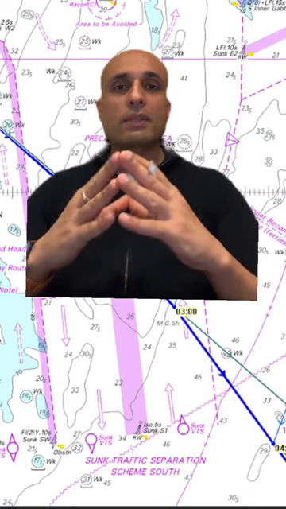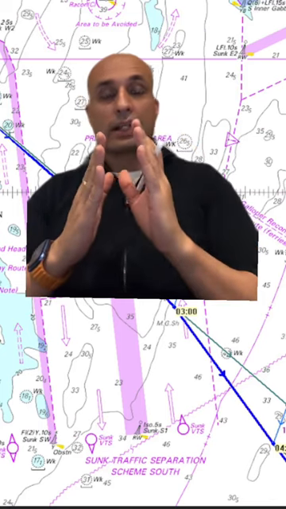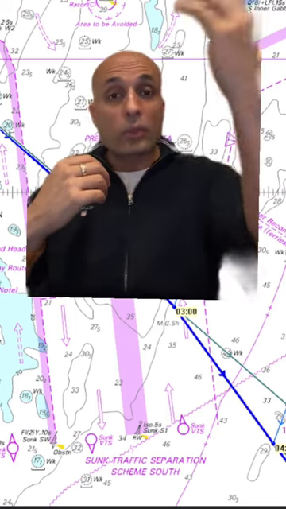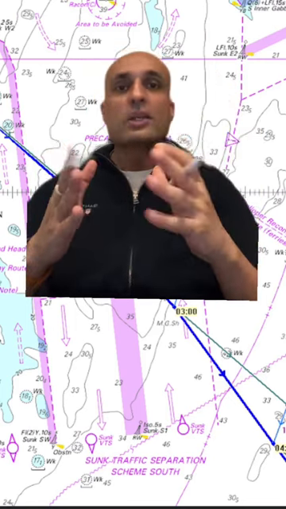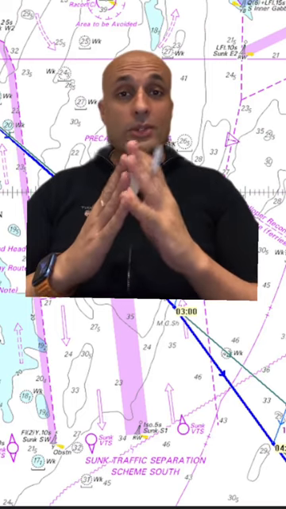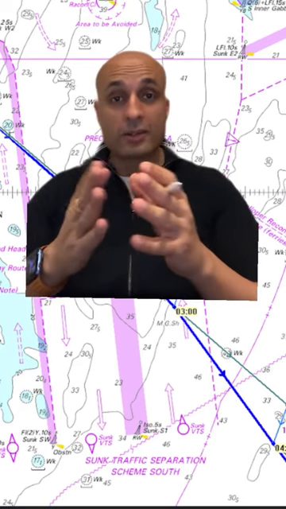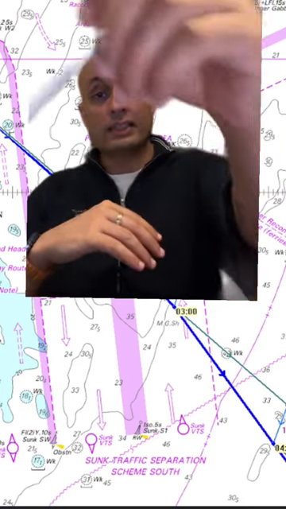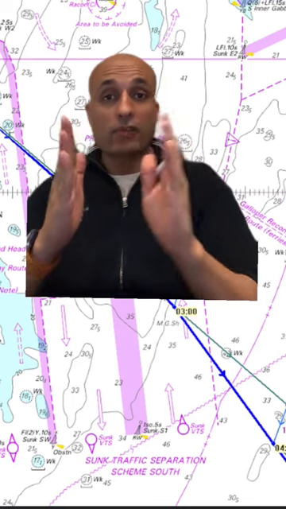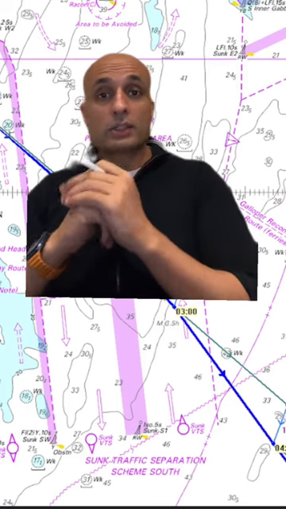What is a traffic separation scheme? If you see visually on the chart, you can see these bold magenta lines and then a thin magenta line on the corner. But out at sea, if you look outside the window, you won't see these lines. You might see a buoy or two just to mark the beginning or the end of a separation scheme, but visually you won't see any magenta line. You only see this separation on your chart. You can see these arrows, one arrow pointing in one direction, the other pointing the opposite way. So that's how the traffic is separated. The inbound traffic is on the right hand side, the outbound traffic is on the left hand side.